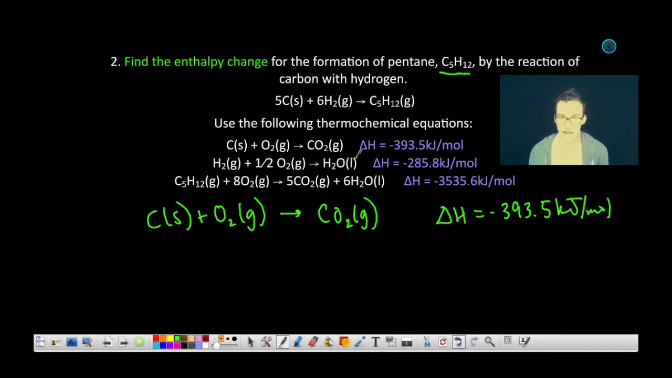As I look at the second equation, again, I note that hydrogen is the only thing in this second equation that matches what I want in the desired equation. It's also already on the reactant side, so I'm going to maintain that reaction unchanged.